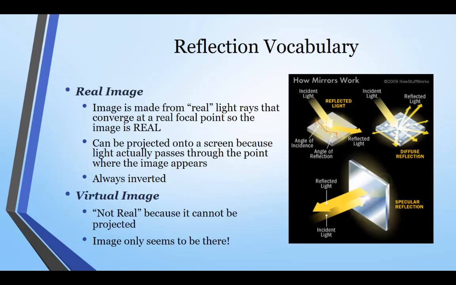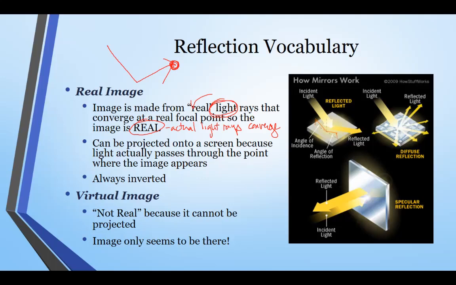Now, a real image is made from real light rays, and I want to highlight that so that you're very clear on exactly what I mean here. Again, a real image is based on real light rays. When the light comes in and bounces off, the image is actually created by the coming together of actual light rays. It's said to be real because actual light rays converge.